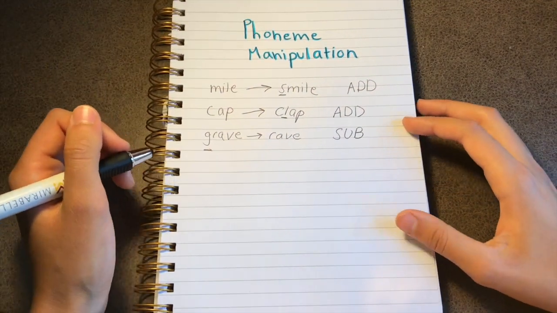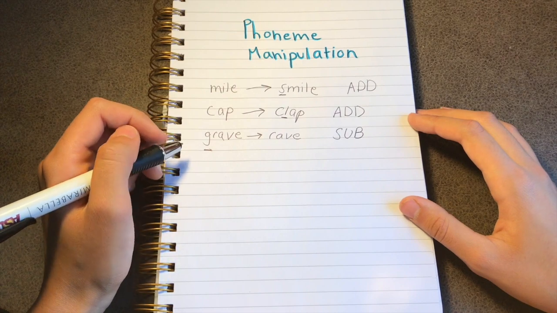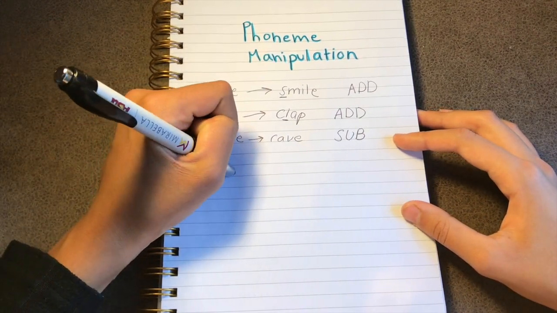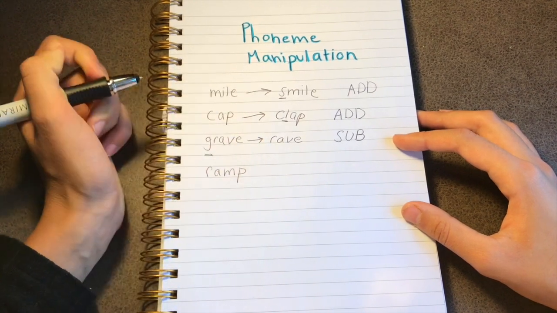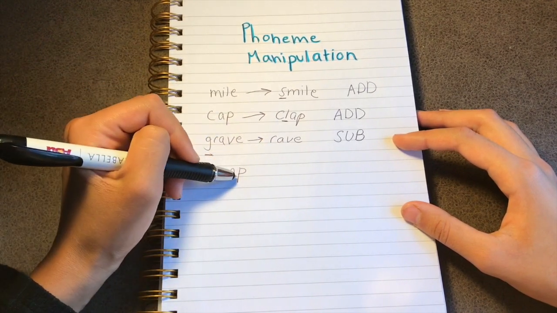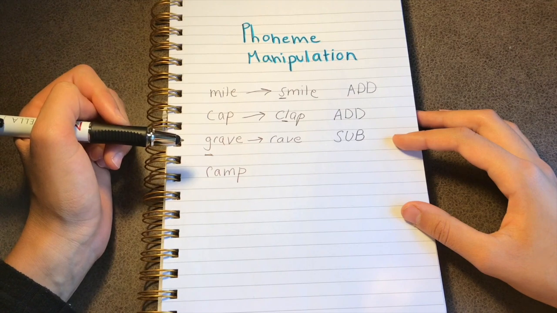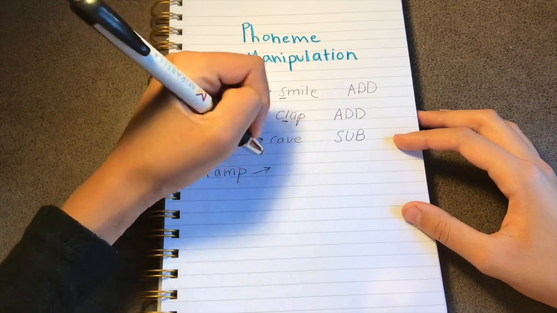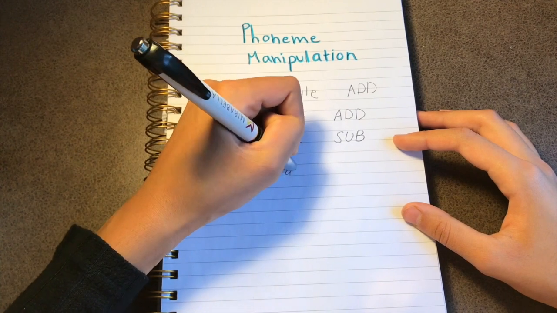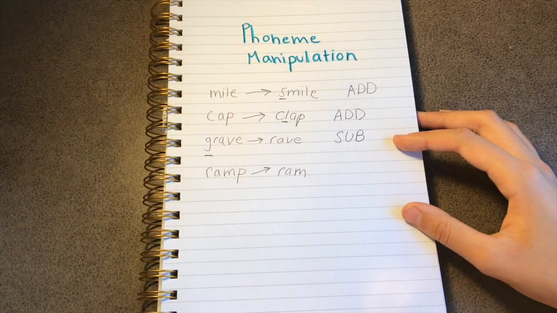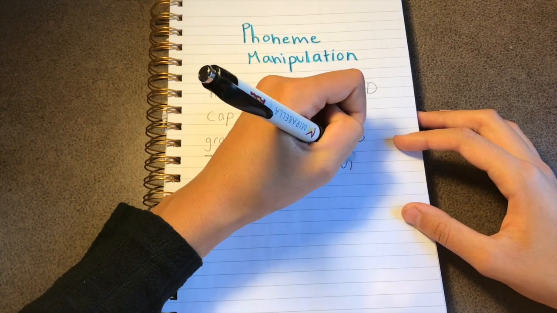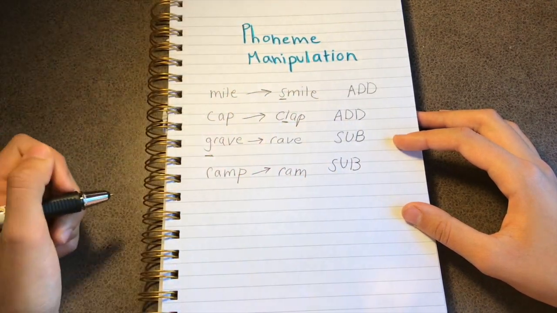Next, we have the word ramp. So tell me, if I remove the P sound, what word would I have? That's right, I would have the word ram. And that means that we subtracted. We removed the P sound.